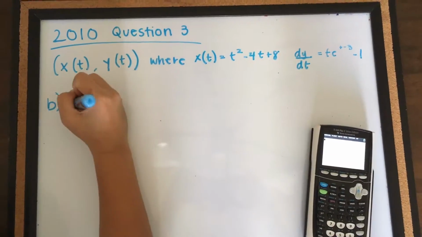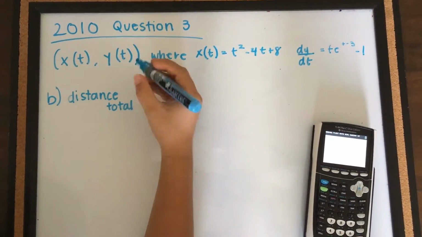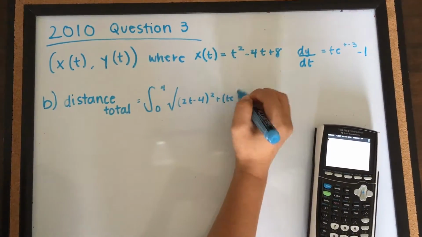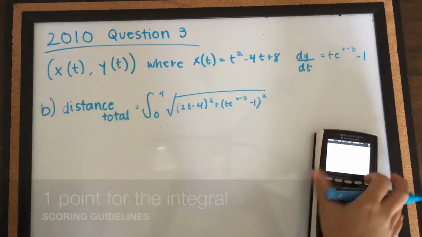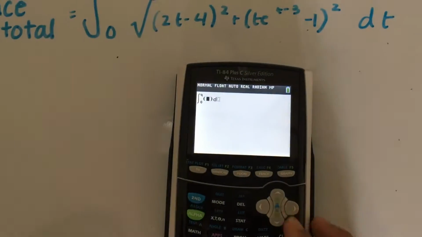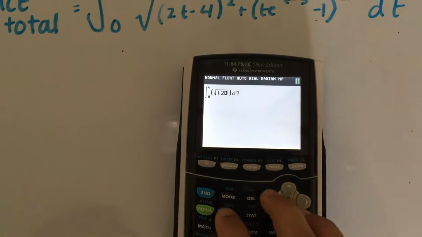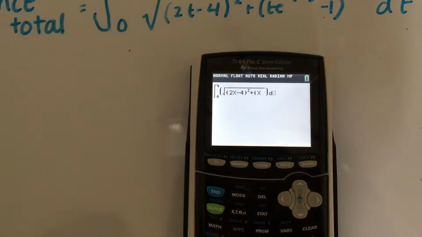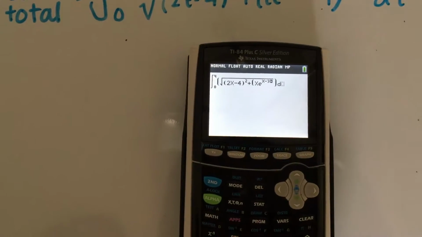They are important. Next, we have part B, which asks us to find the total distance traveled by the particle between 0 and 4 seconds inclusive. Remember, distance is just the integral of speed. So you just take the integral from 0 to 4, which is the time interval given, and you put the same equation that you used to find speed.